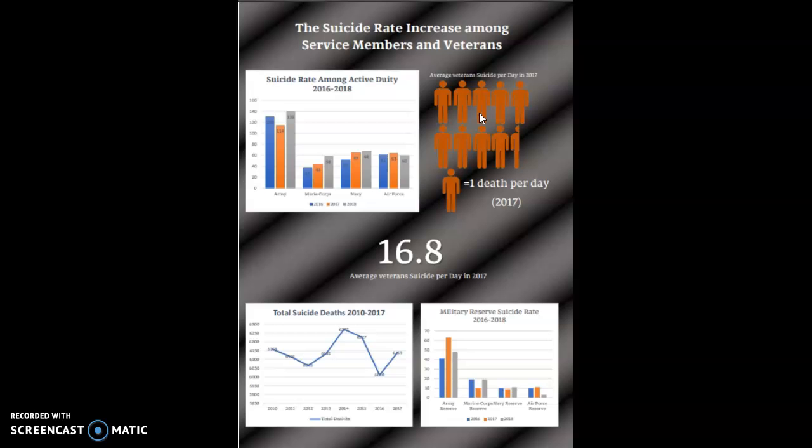This is then followed up by the three other subpoints, which include the suicide rates among active duty personnel from 2016 to 2018, total suicide deaths from 2010 to 2017, and the military suicide deaths in the reserves from 2016 to 2018. The final thing I focused on for this infographic was proximity.